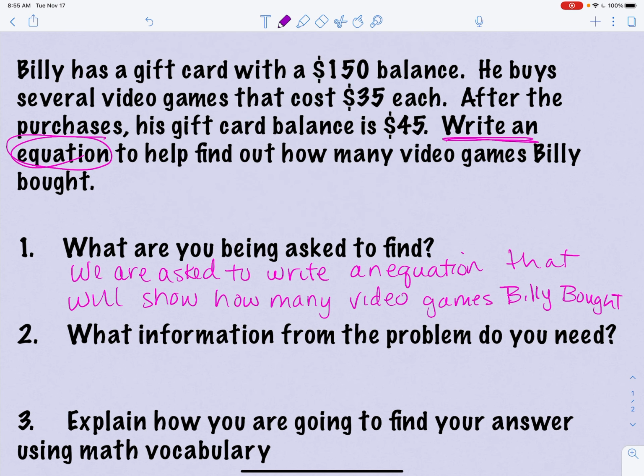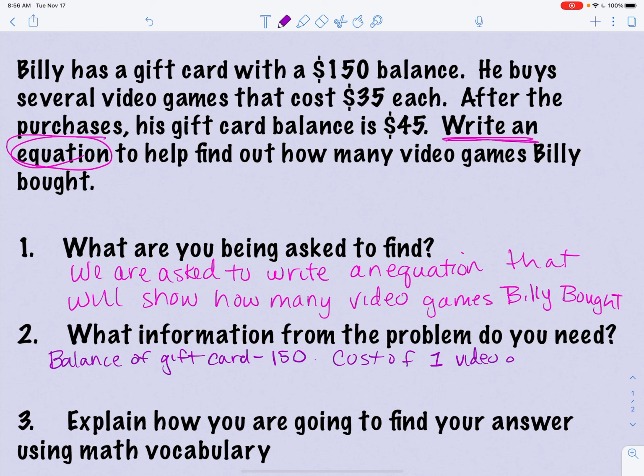Step 2. What information from the problem do you need? We need to know the balance of the gift card, which is $150, the cost of one video game, which is $35, and how much money he had left.